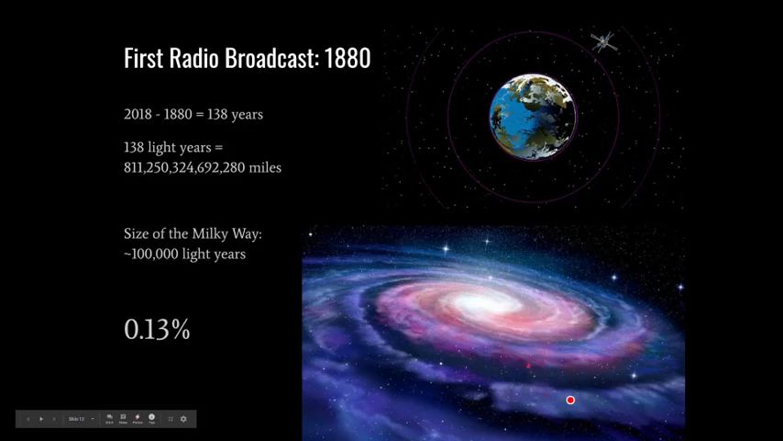If there are aliens over here, our very first message is still on its way to them. They would not have gotten that very first 1880 radio signal yet. They would have no idea that we exist. There's no way. So this is the size of our radio bubble, how far away we can be heard from.